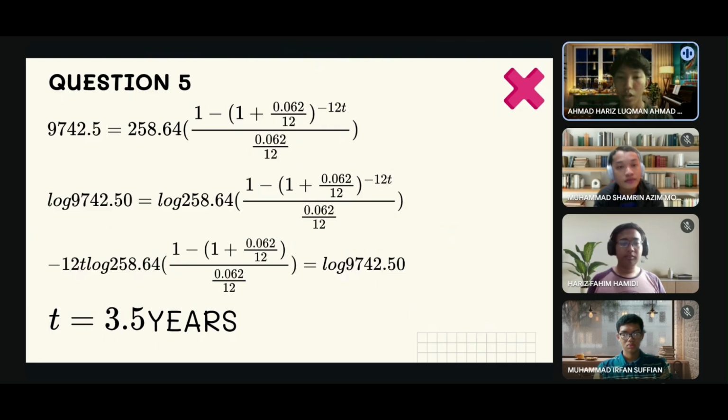(1 minus (1 plus 0.062 over 12) ...) 258.64 open bracket 1 minus open bracket 1 plus 0.062 over 12 close bracket over 0.062 over 12 equals log 9,742.50. And then we just put it into the calculator and we will get T equals 3.5 years.